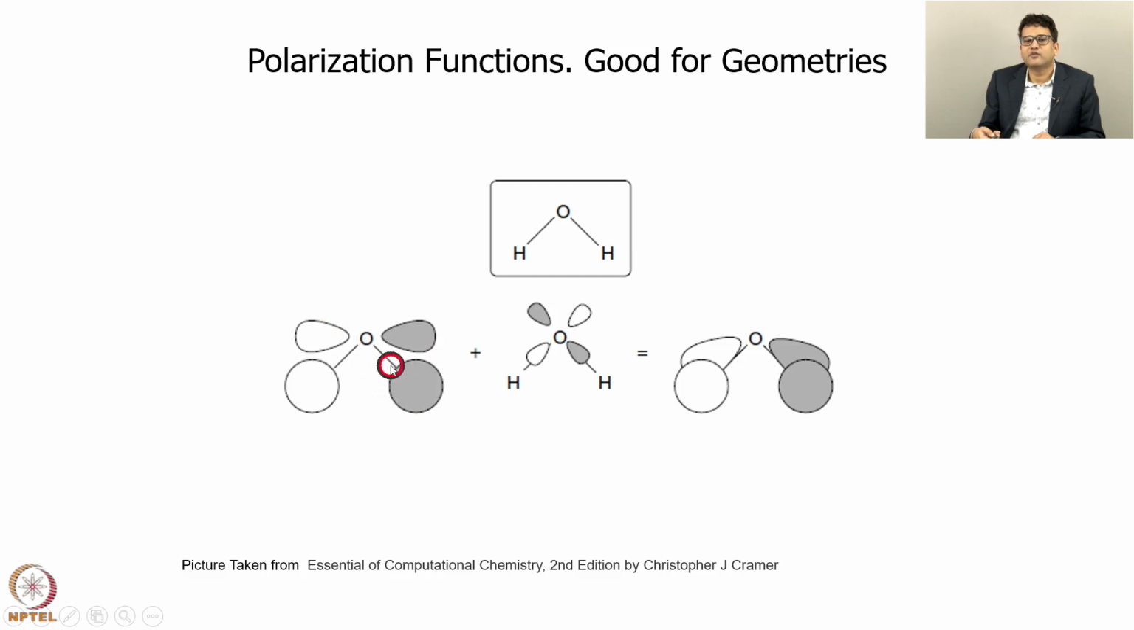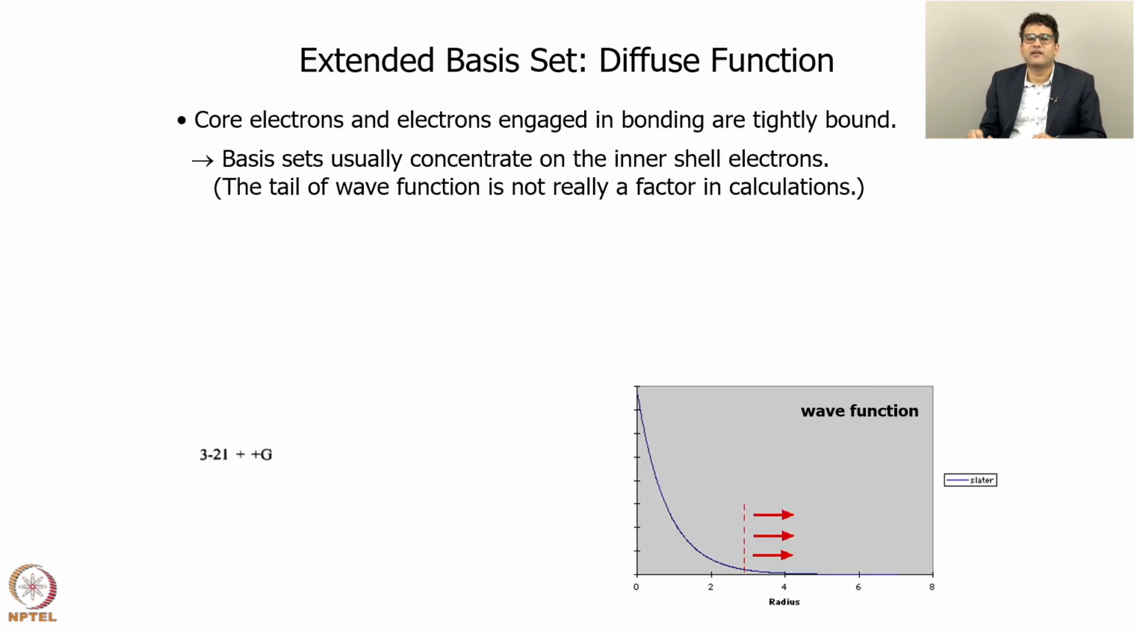But if I add a little bit of d function to this p orbital, then my resultant orbital shape will be like this, and the effective overlap between the orbitals will be much better with higher angular momentum functions. That is why polarization functions are generally essential to get meaningful results, especially geometries, when going to bigger basis sets. Just increasing the number of zeta functions is not good enough; you need to increase it meaningfully, and one good option is to add polarization functions to the basis set. Now, the next thing you can add is diffuse functions.